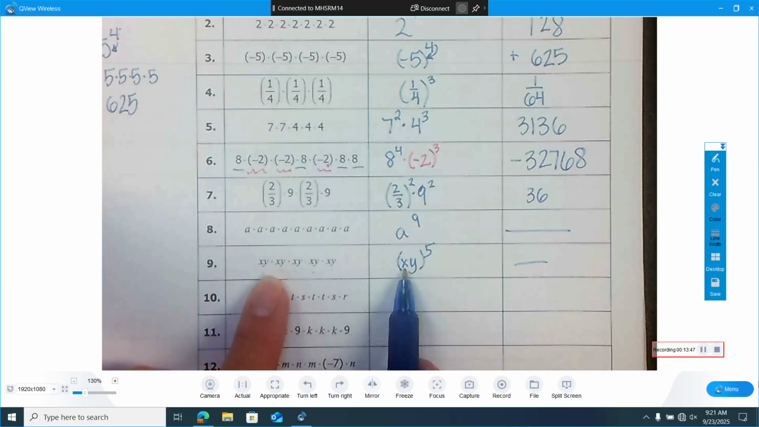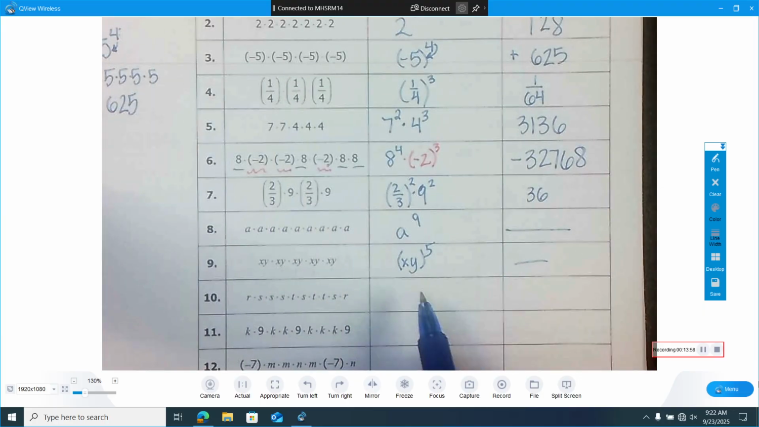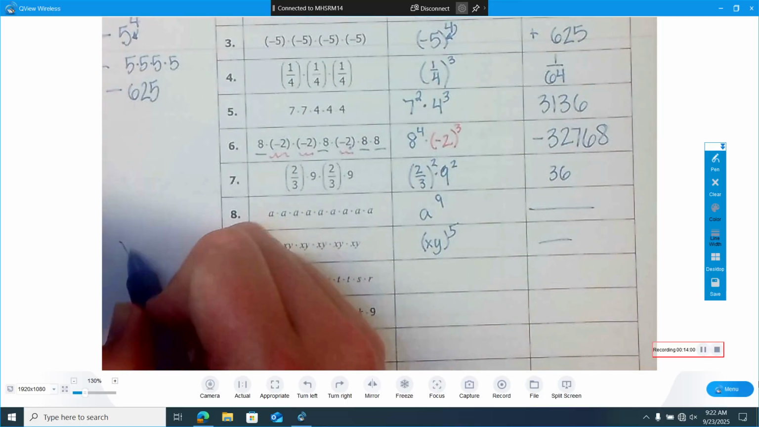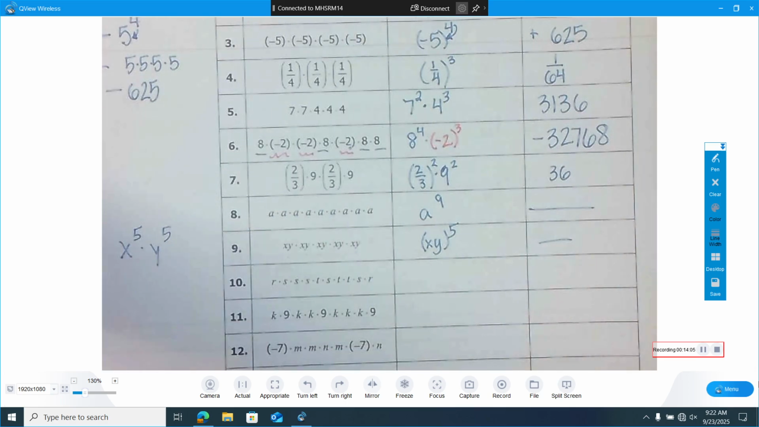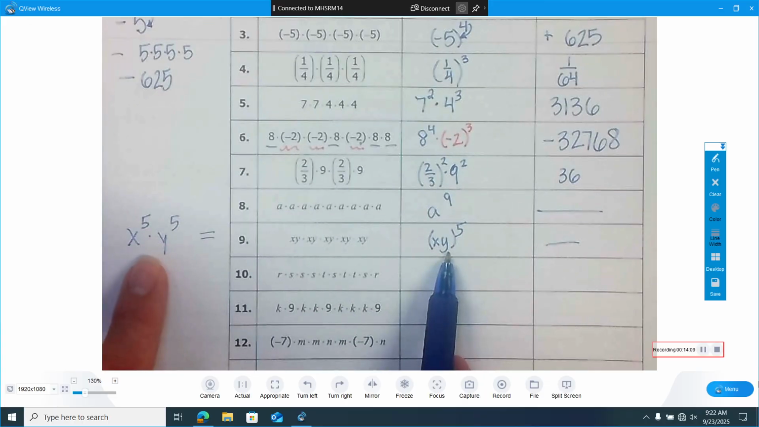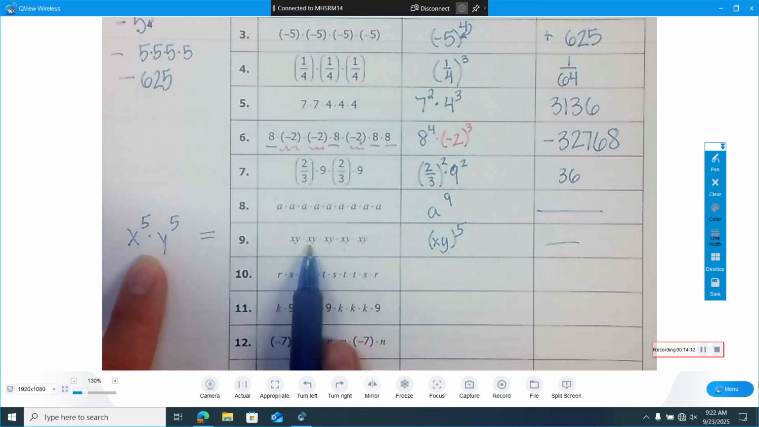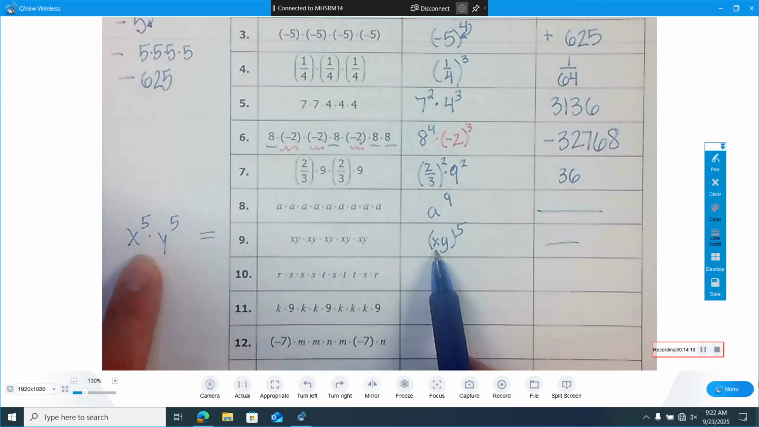This is not the only way to write this one. Do you understand why I put parentheses around it? It was for XY, not just Y. Good. Do you suppose it would also have been okay to write X to the 5th times Y to the 5th? Yeah, that works as well. Either of these answers is great. We have X repeated 5 times, and Y repeated 5 times. So that works as well, and in fact, they mean the same thing.